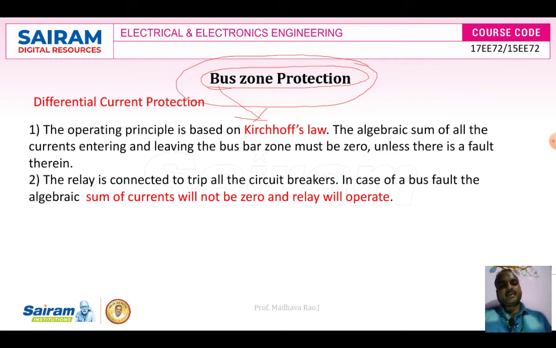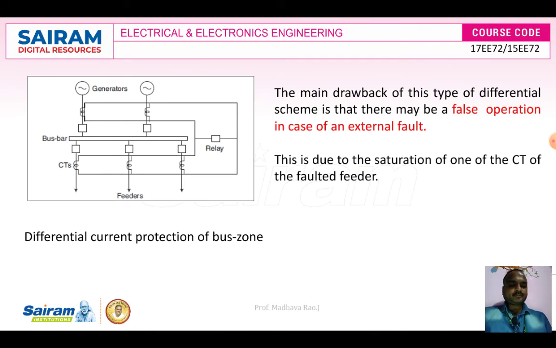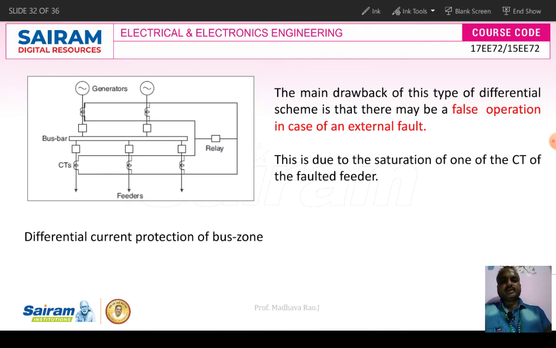Okay, so we will move to this diagram, bus zone protection. In this diagram we can see generators 1 and 2, two generators connected to the bus bar. Here we have one bus bar. The bus bar has different feeders: feeder 1, feeder 2, feeder 3. These feeders are connected to different areas. One feeder is connected to one area, another feeder is connected to another area. They will not go to the same area.